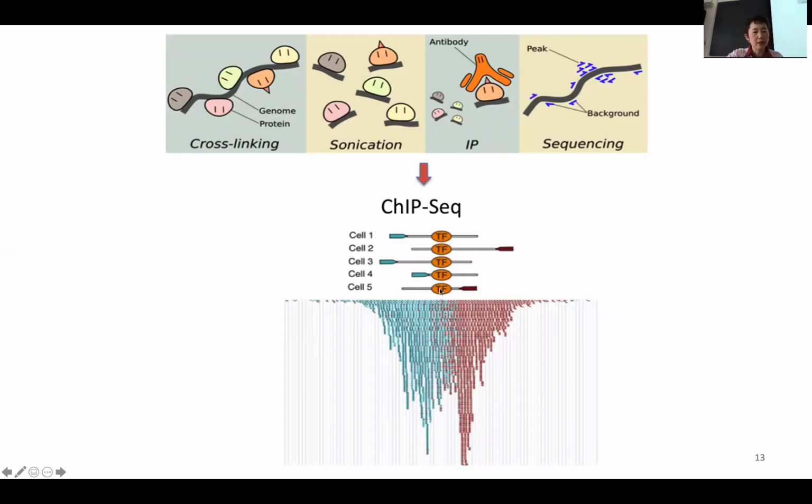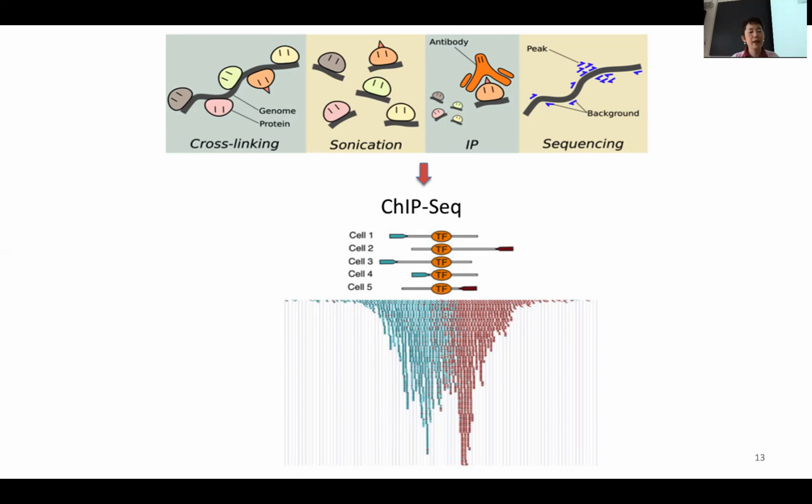In many different cells, the transcription factors are binding to the same, say, chromosome 1 location 10,000. But then when you try to sonicate the DNA into small pieces, the breakage location is kind of random. So sometimes it breaks like here, another time it breaks like that, another time like this.